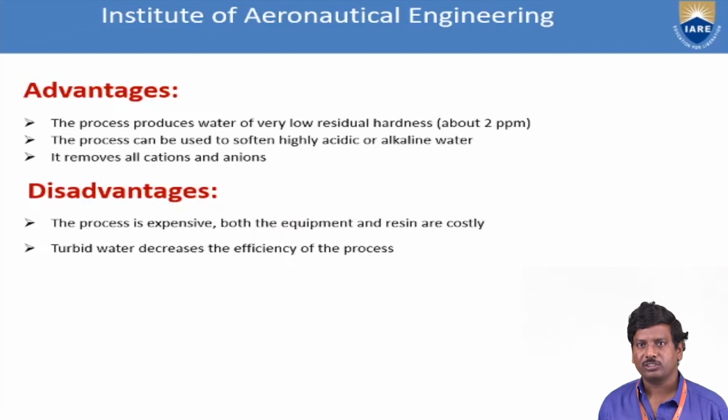The process produces water with very low residual hardness, that means about 2 ppm. It is applicable and useful for the boiler process. The process can be used to soften highly acidic and alkaline water. It removes both cations and anions, whereas in the zeolite process, only cations can be removed but not anions. So this is a better method than our zeolite process.